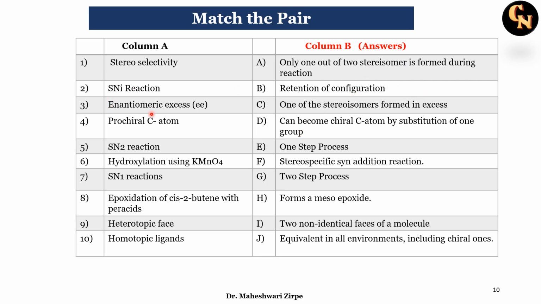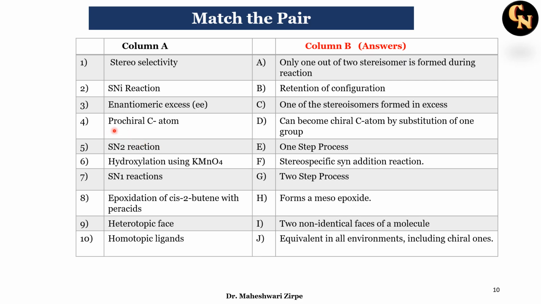Then the next is enantiomeric excess. The word excess says that it is more, excess in quantity. So what is in excess here? The enantiomer. Out of the two enantiomers, if one enantiomer you get as the product or is in excess, then we will call such reactions EE reactions or enantiomeric excess reactions.